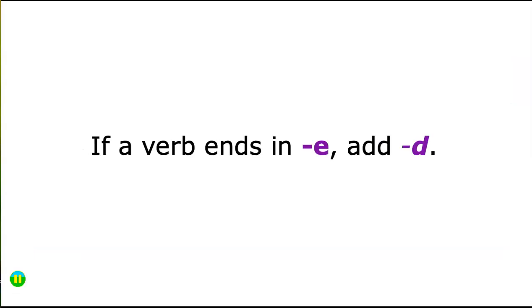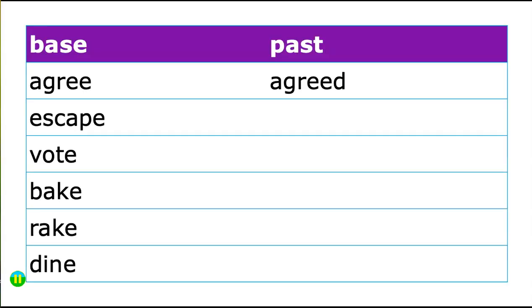However, if a verb ends in E, add D. We don't need to duplicate the E. For example, agree becomes agreed, escape, escaped, vote, voted, bake, baked, rake, raked, dine, dined.